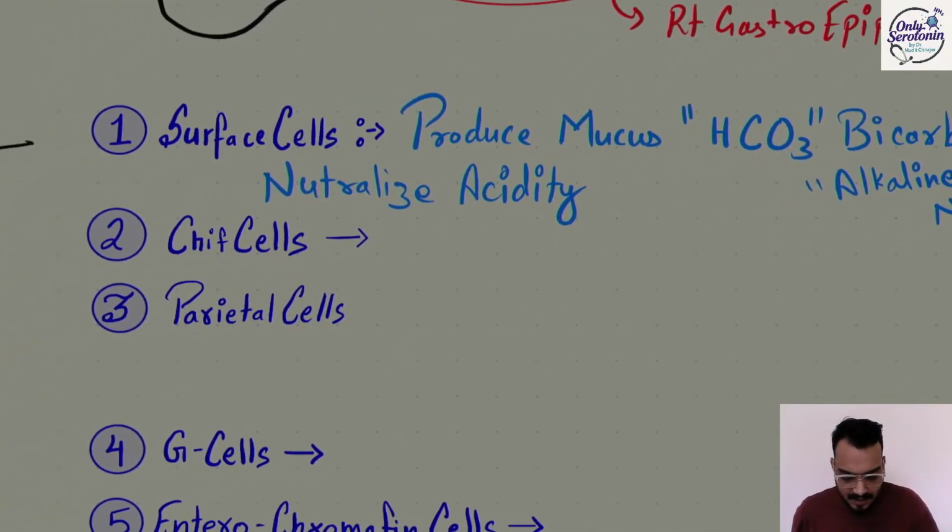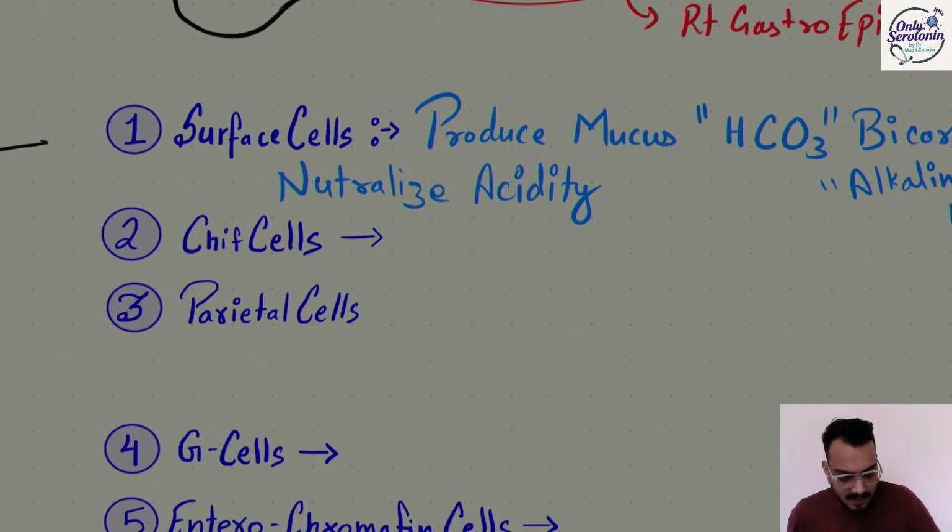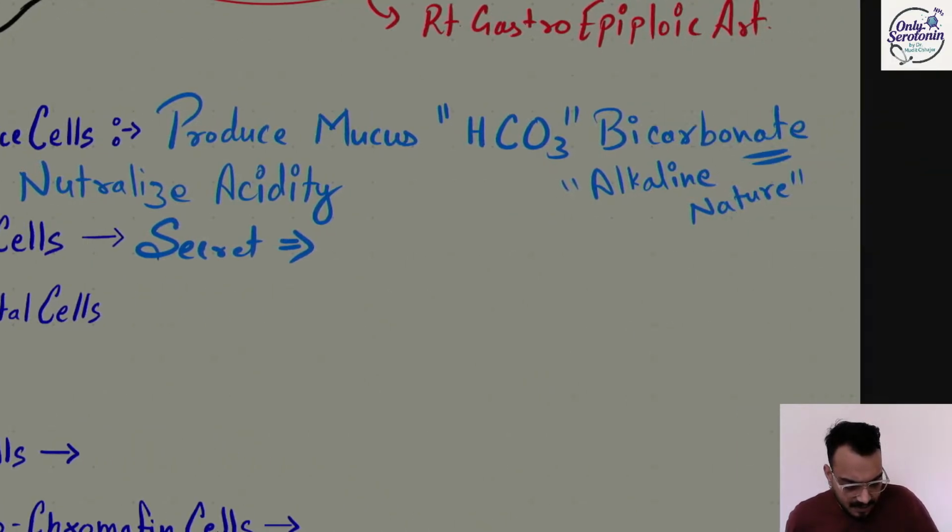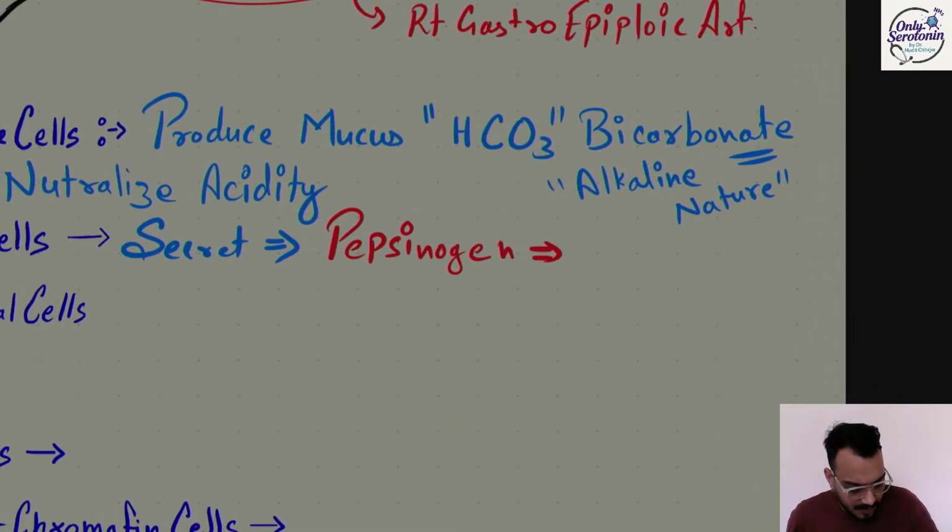Done, guys? Now the second thing I am having is chief cells. What about chief cells, guys? These chief cells are going to secrete one enzyme, and the name of this enzyme is what, guys? It is pepsinogen. So these chief cells are going to secrete pepsinogen. What will this pepsinogen do? This pepsinogen will help me to digest proteins. Pepsinogen is going to help me to digest what, guys? Proteins.